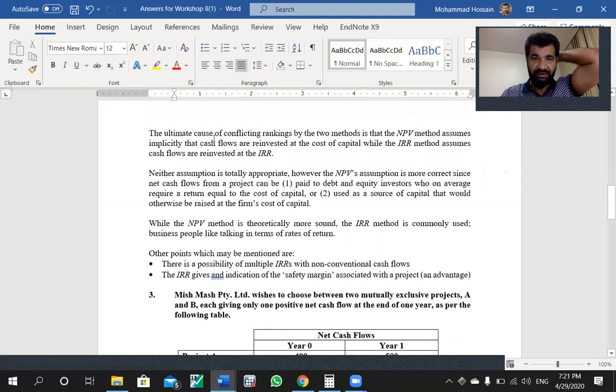So the ultimate cause of conflicting ranking by the two methods is that the NPV method assumes implicitly that cash flows are reinvested at the cost of capital, while the IRR method assumes that the cash flow is reinvested at the IRR. So two of them, one is the cost of capital rate, another one is the internal rate of return. Neither assumption is totally appropriate. However, NPV's assumption is more correct since net cash flows from a project can be paid to debt and equity investors. So they believe the NPV is the better one.